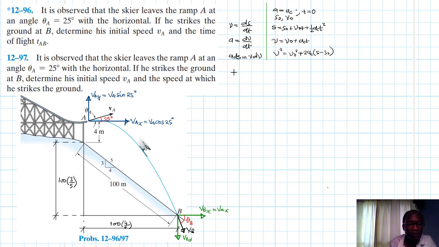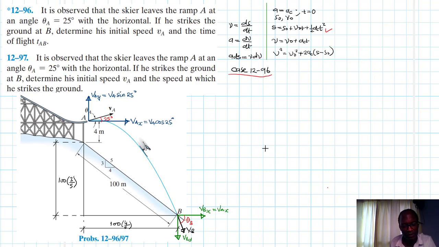So what do we do now? Well, I think we are going to apply this equation. What are we looking for? VA as well as the time of flight. I think this one for me is okay. And then later on, they're asking us for the speed. For the speed, this one will come in handy also, so I'll check this one later on. Let's start with the first case. So let's say case 12-96.